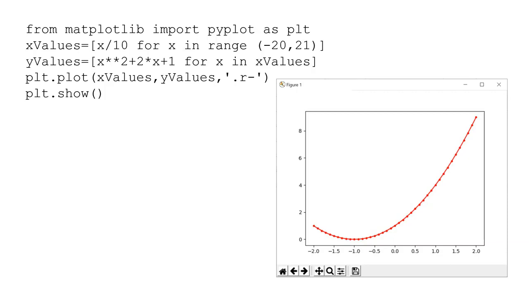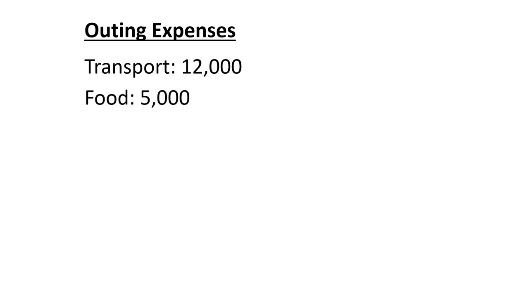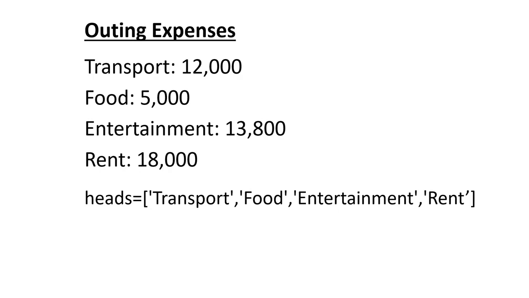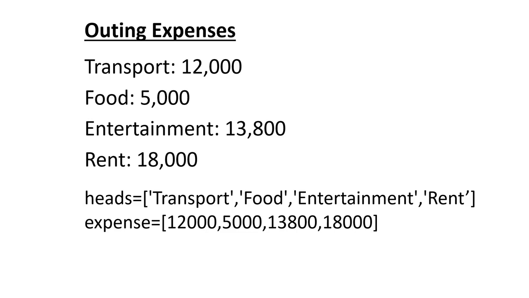Here is an example. Suppose a family went for an outing for some days during vacations and it incurred these expenses: rupees 12,000 on transport, rupees 5,000 on food, rupees 13,800 on entertainment and rupees 18,000 on hotel rent. This data can be represented by two lists. heads equal to transport, food, entertainment, rent. Now this is a list of heads, various headings. And the second list, expense equal to 12,000, 5,000, 13,800 and 18,000.